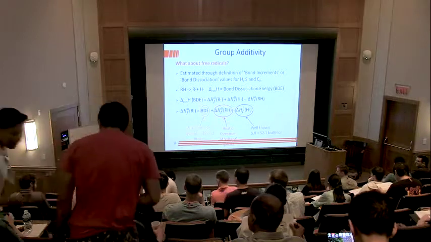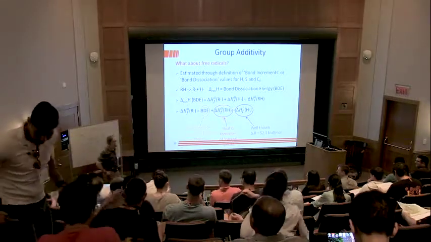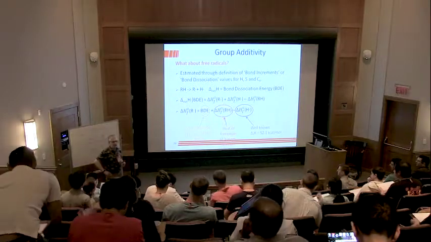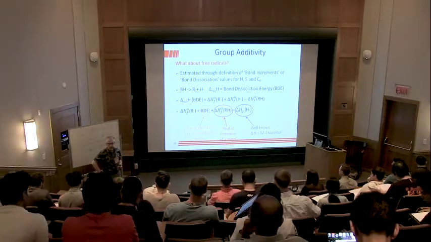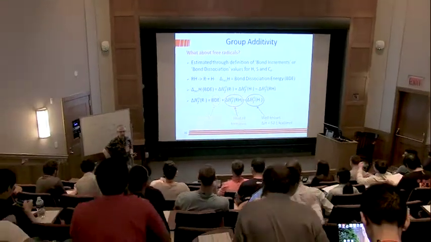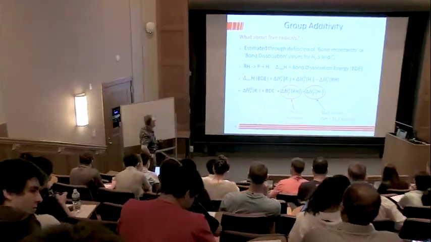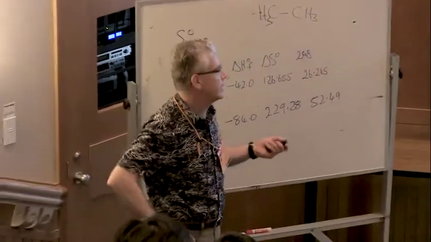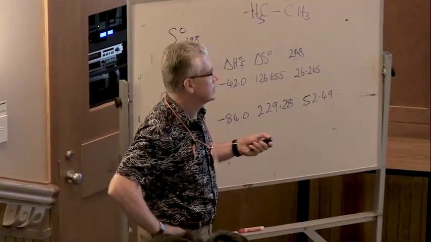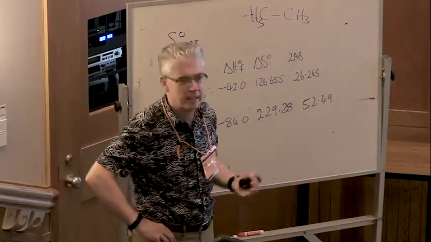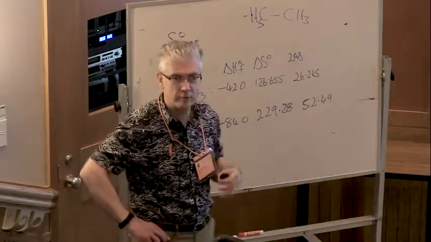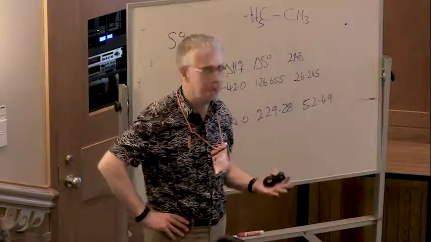Okay, we get started again. All right, so that's stable species, and that's how we get thermodynamics of stable species. But what about radicals? So we can estimate or calculate the thermodynamic functions of radicals based on bond increments or bond association values for enthalpy, entropy, and heat capacity.